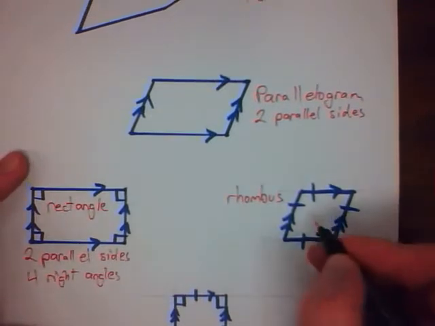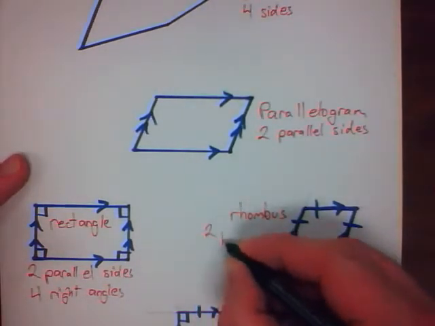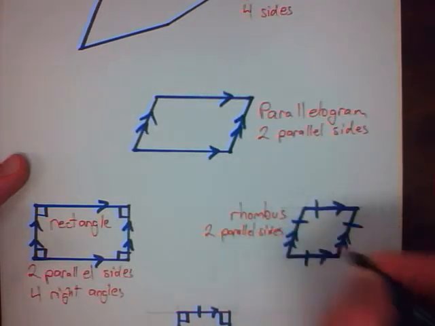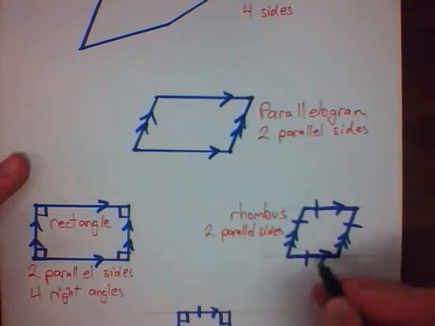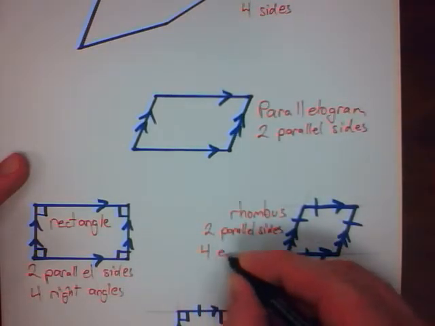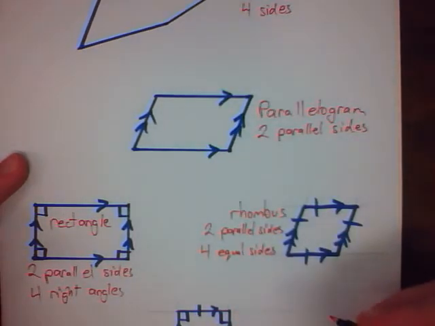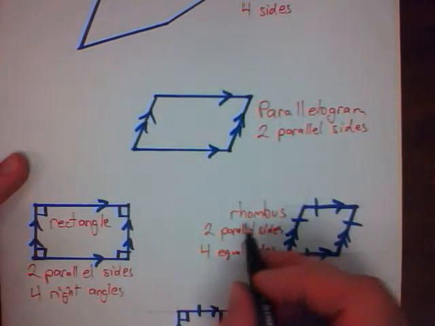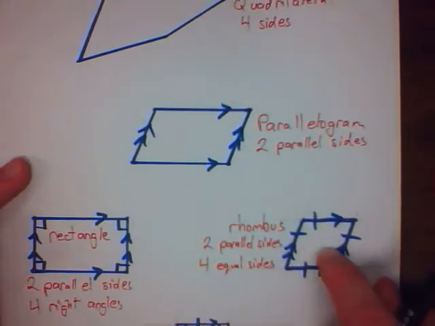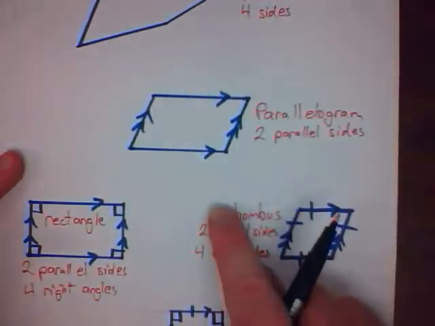A rhombus. What makes a rhombus a rhombus? Well, first of all, it has two parallel sides. What else did it have? See these little hash marks here? Four equal sides. So, a rhombus has two parallel sides and four equal sides. Therefore, this is a parallelogram, and it's a quadrilateral, and it's a rhombus.